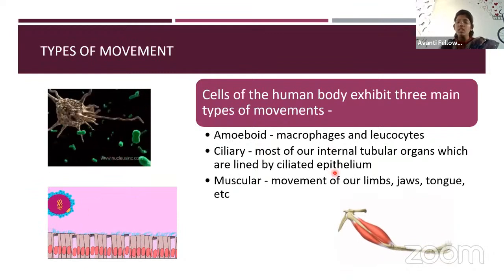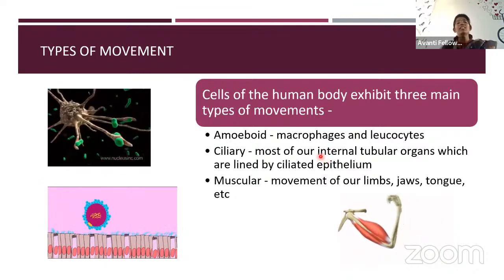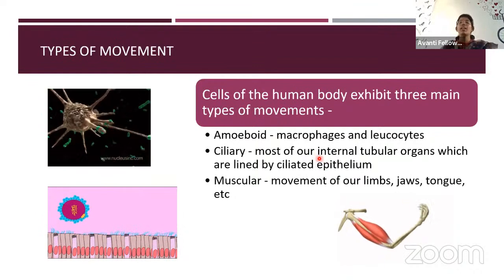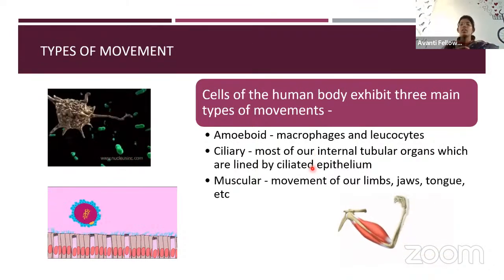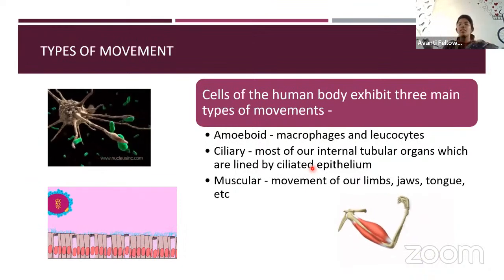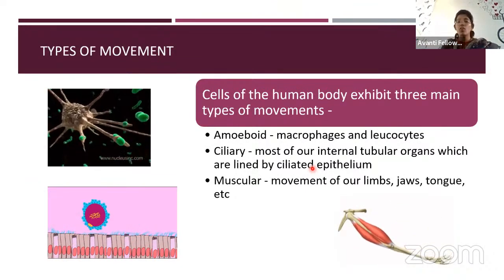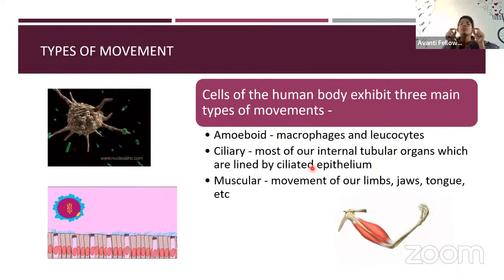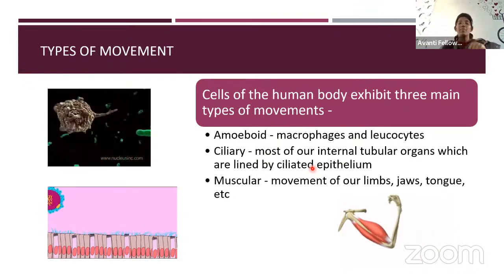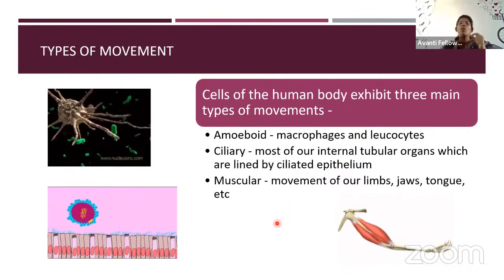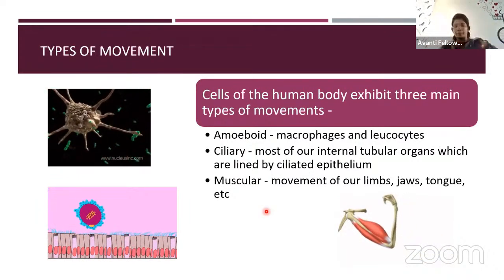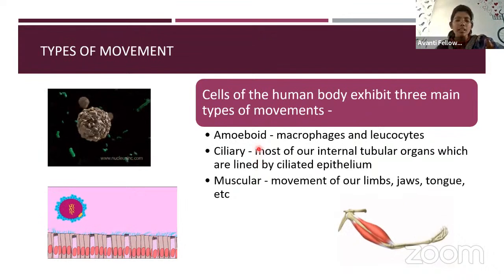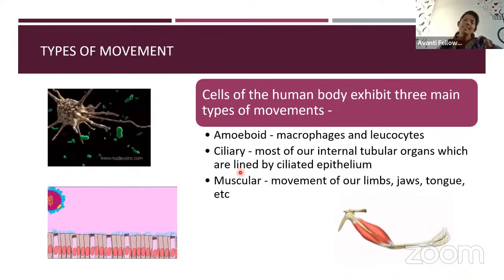Especially most of our internal organs, like tubular organs, wherever we say tube, like the fallopian tube. Wherever we can see tubular organs, all those tubular organs will be ciliated, or the epithelial cells are having cilia on them. Okay, so two movements are done: amoeboid movement and ciliary movement.